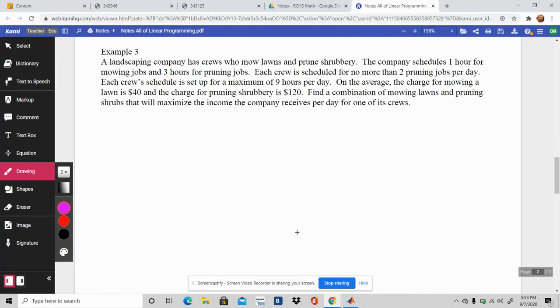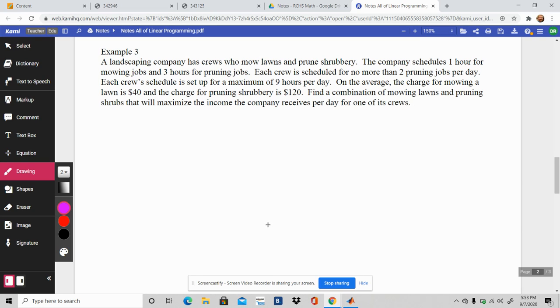All right, let's do another one of those examples. A landscaping company has crews who mow lawns and prune shrubbery. The company schedules 1 hour for mowing jobs and 3 hours for pruning jobs. Each crew is scheduled for no more than 2 pruning jobs per day. Each crew's schedule is set up for a maximum of 9 hours per day. On the average, the charge for mowing a lawn is $40 and the charge for pruning shrubbery is $120.